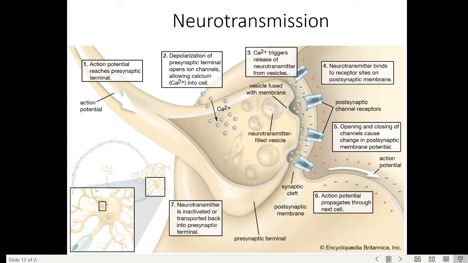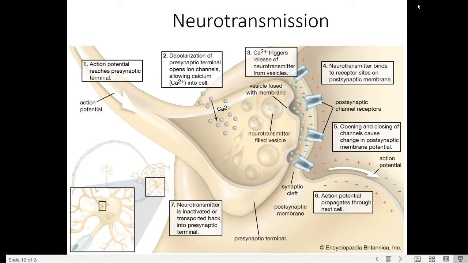The fourth step is that the transmitter binds to the receptor binding site on the postsynaptic membrane. The postsynaptic membrane is the opposite one. Presynaptic is the signal transmitter. Postsynaptic is the signal receiver. The neurotransmitter binds to the receptor at the binding site of the postsynaptic membrane.